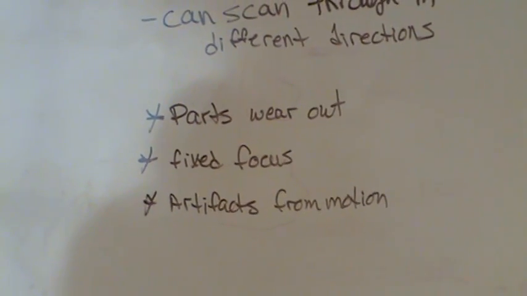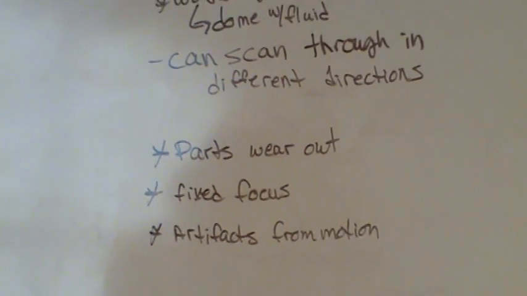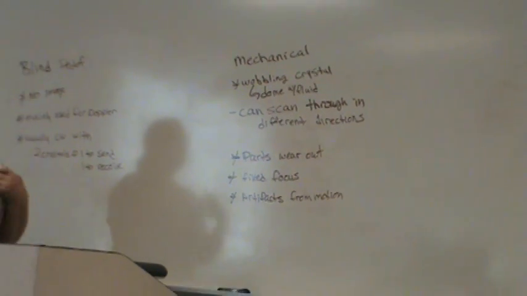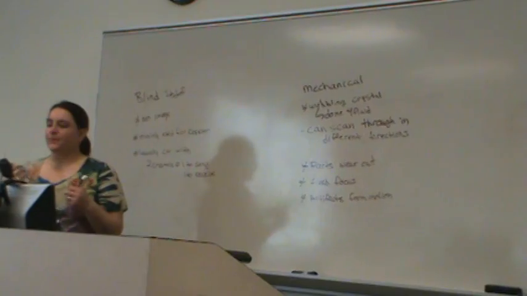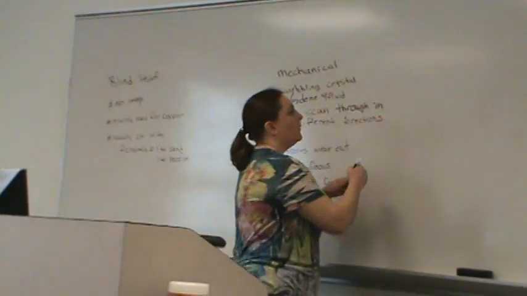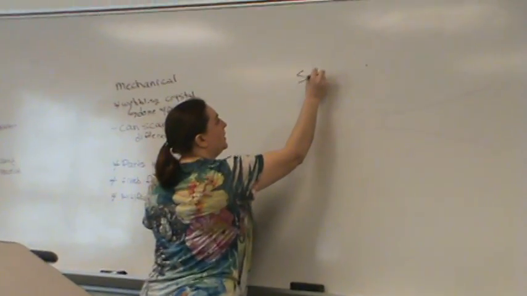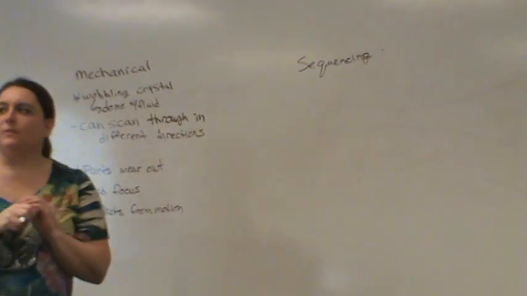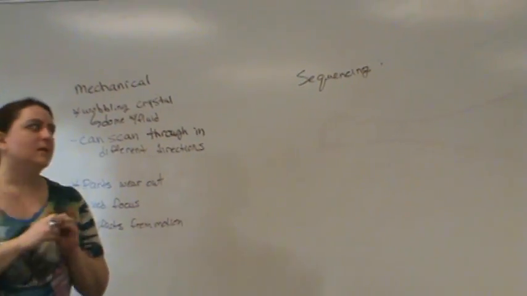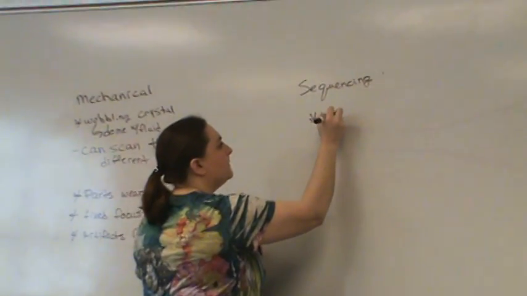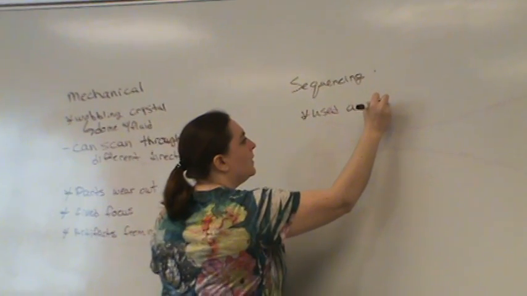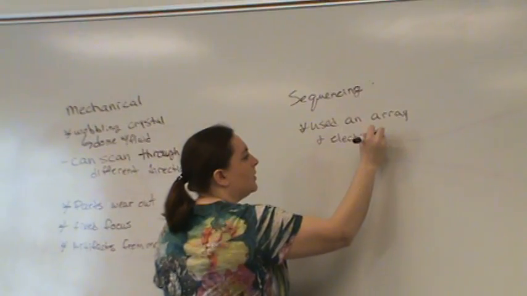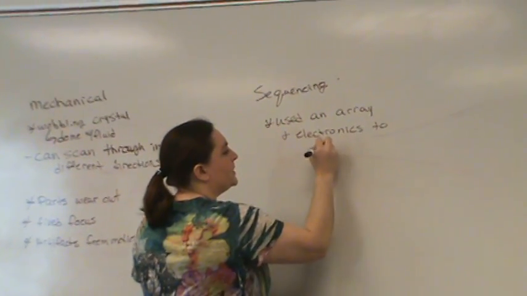So all of that led to, all right, we have to come out with a different way to steer. At the same time, they were also coming up with an electronic way to steer the beam. They came up with this idea of sequencing, and sequencing used an array and electronics to steer the beam.